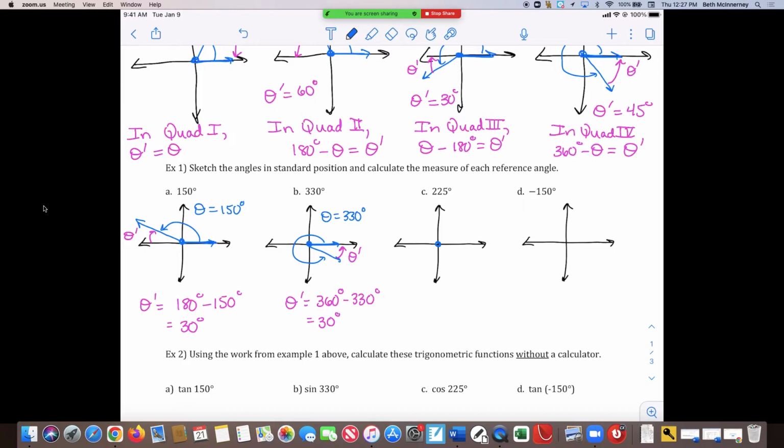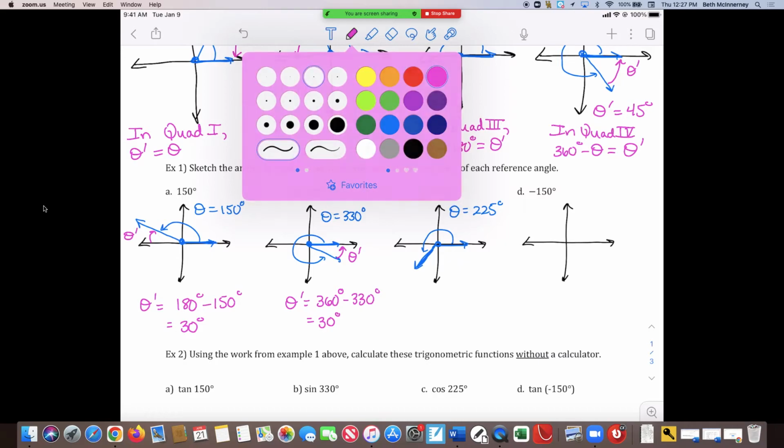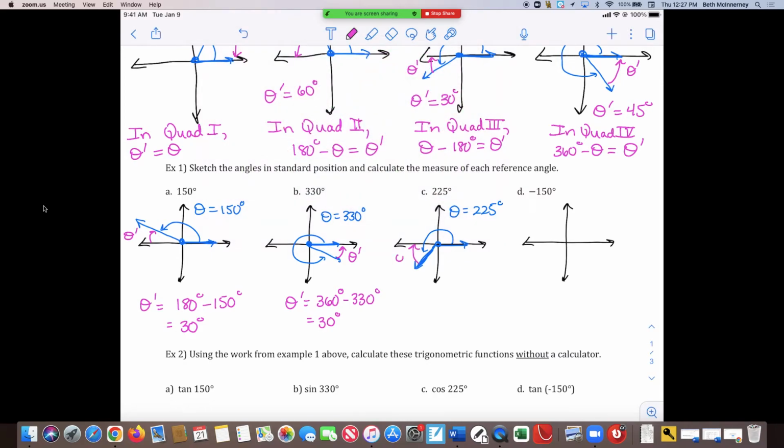All right, 225. That is exactly halfway into my third quadrant. I want you to notice how I'm labeling theta, and I'm drawing an arc. So make sure you're doing that as well. Then theta prime is from the terminal side to the x-axis. Since the reference angle must be positive, I put 225 first. So that reference angle is 45 degrees.